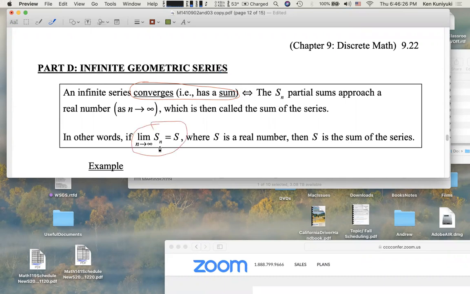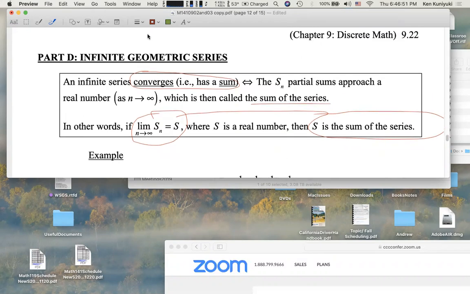Using this limit notation, the partial sums, S sub n, in the long run, as n approaches infinity, if you consider the sum of the first 100 terms, first 1,000 terms, first million terms, okay, if these cumulative sums approach a number, S, okay, then that number S is the sum of the series, and therefore the series converges. If not, the series diverges.